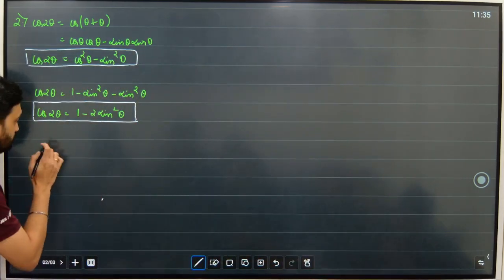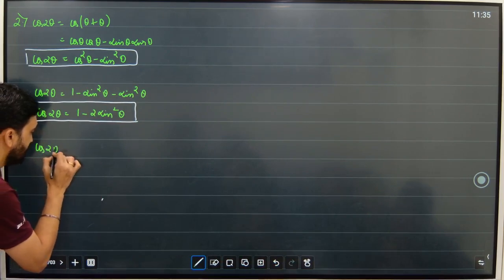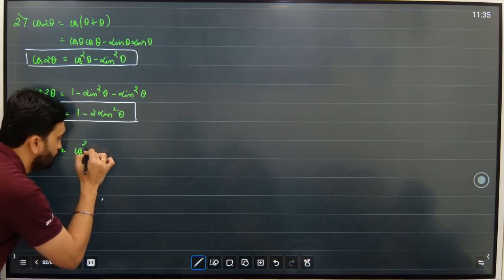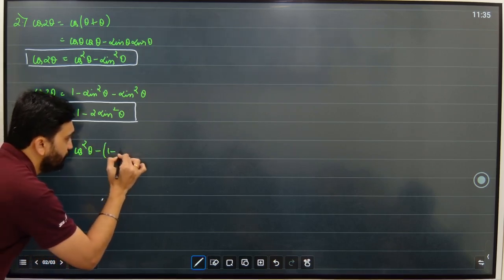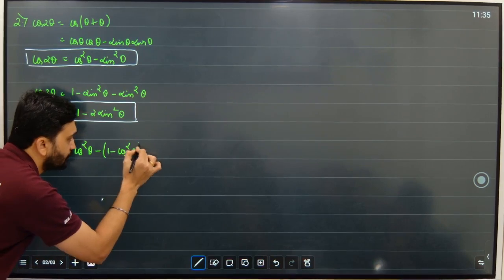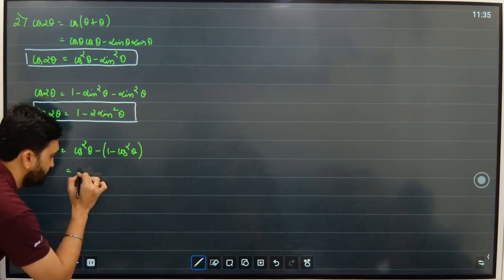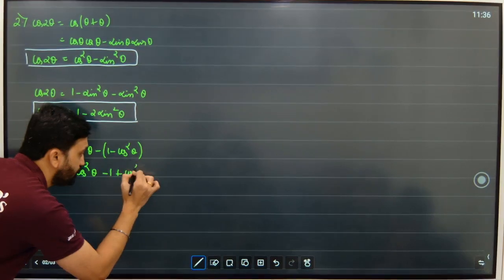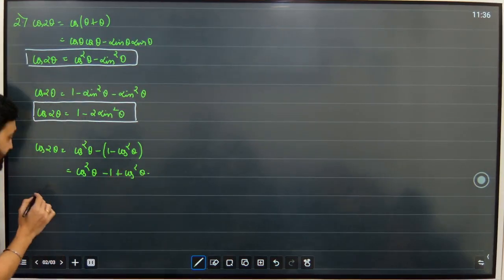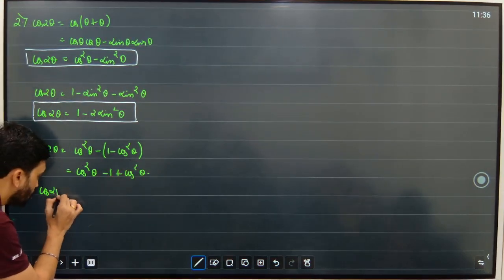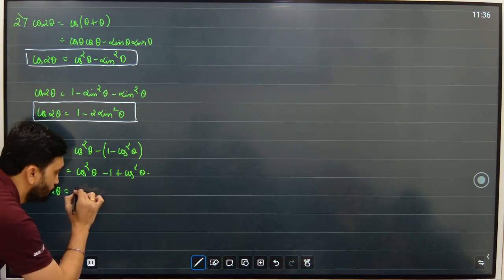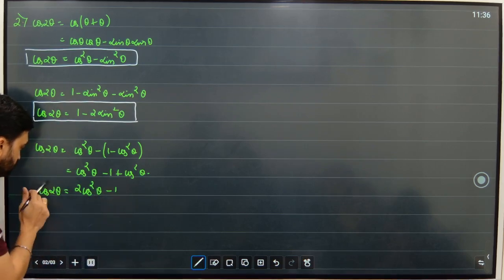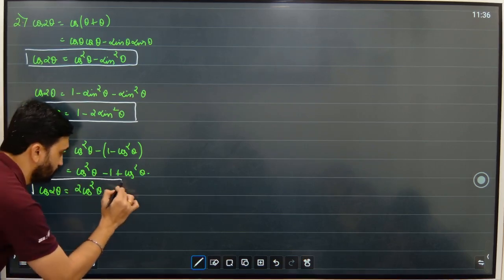The next formula. अब उस हिसाब से तो I can substitute in sin square theta too. This is what we are going to do. So cos square theta minus 1 minus cos square theta. Guys, if I open the bracket, this will become cos square theta minus 1 plus cos square theta. And my next formula is going to be cos 2 theta is equal to 2 cos square theta minus 1. This is your third formula.